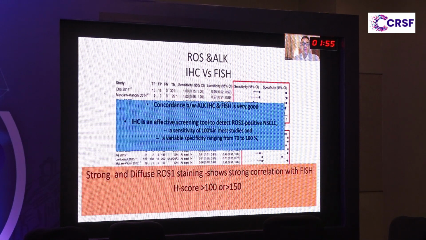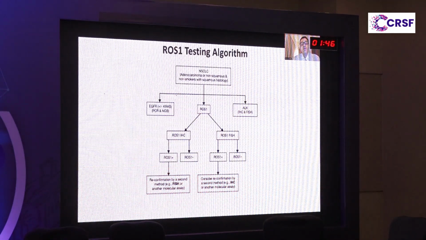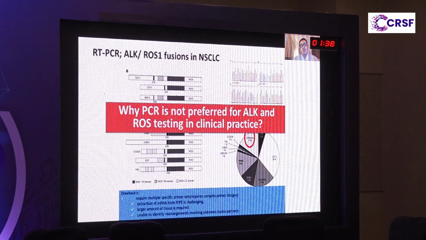So the cases which show strong and diffuse positivity, or the ones which have a good H score of over 100, can show a good correlation with the FISH. So due to these limitations, all the cases which are screened by ROS IHC, if they come out to be positive, need to be confirmed by an orthogonal method.